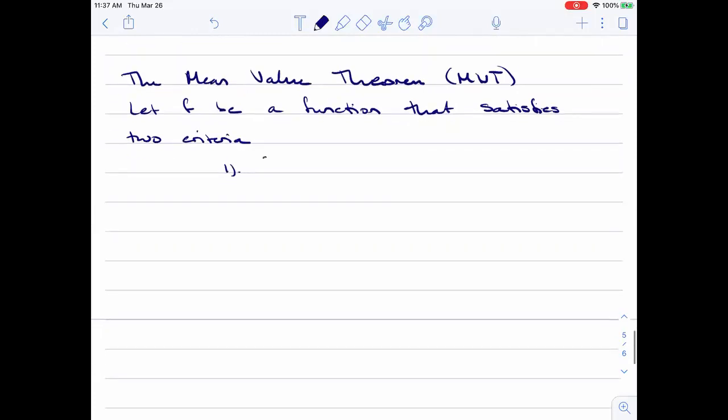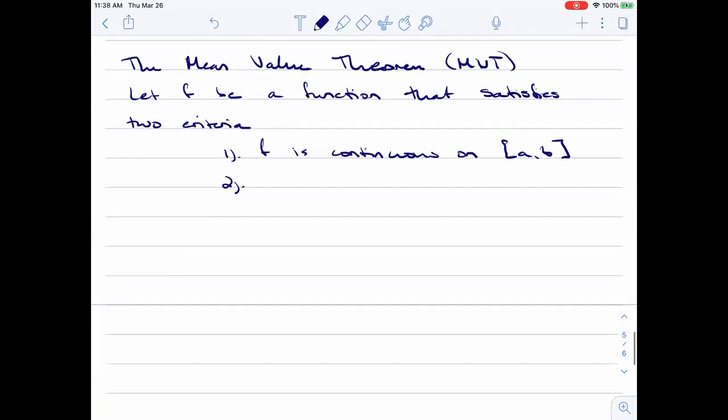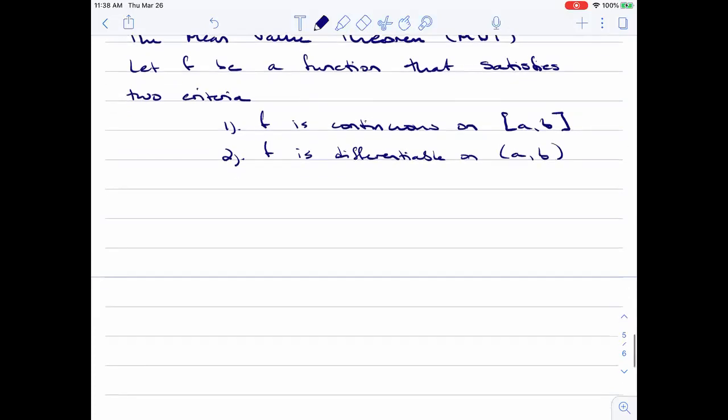First one being f is continuous on the closed interval AB. So it's always continuous. And the second is f is differentiable on the open interval AB. So again, leaving room for non-differentiable endpoints, right? But we already discussed that, so I'll finish the theorem here.